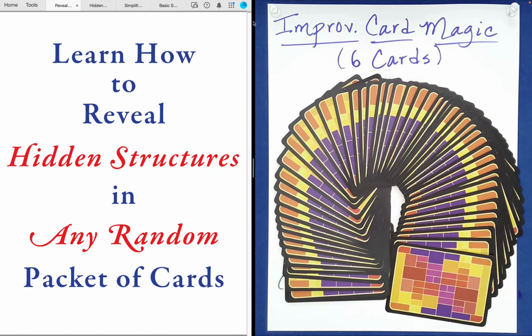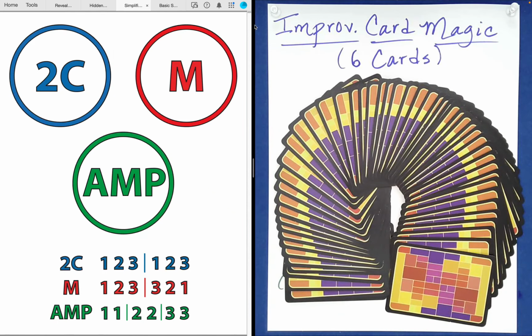So let me bring up those 3 structure types. The first one is a 2-cycle structure, abbreviated 2C. The second one is a mirrored structure, abbreviated by the letter M. And the last one is an AMP, and that stands for adjacent mirrored pairs. Now, as in the first part of this series, at the bottom of the screen you'll see simplified examples of each of these 3 structure types.